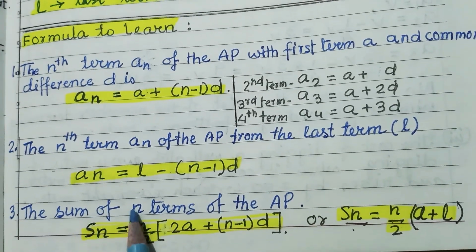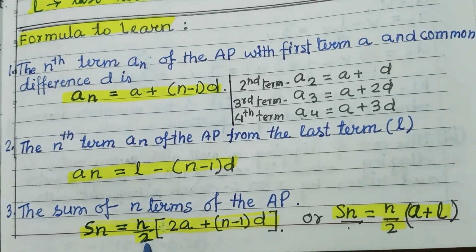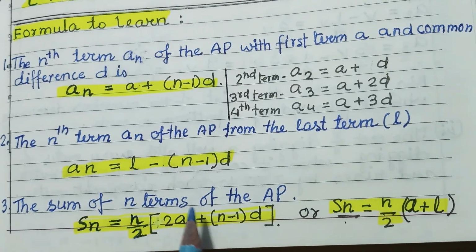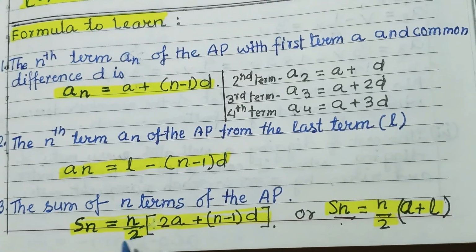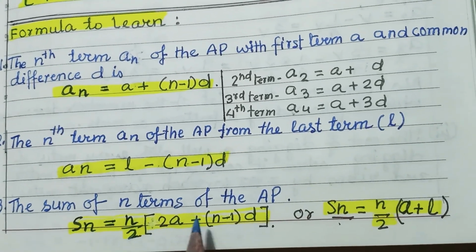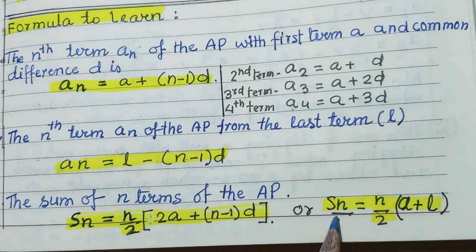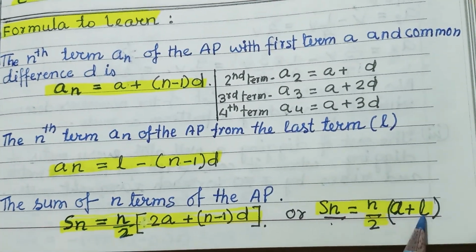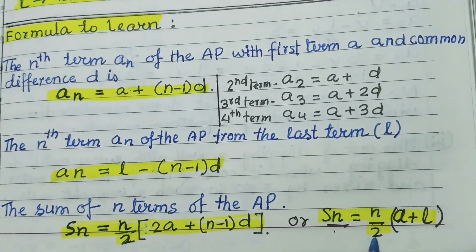Last is the sum of n terms of an AP. Sn = n/2 [2a + (n minus 1) d]. Suppose 1 to 100 terms are there. What is the sum of 1 to 100? In this case we can use this formula, or this one formula: n/2 (a + l), the first term plus the last term, and the number of terms upon 2. These are the formulas. Now the exercise.